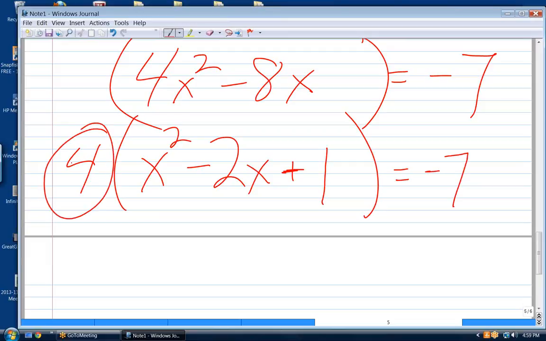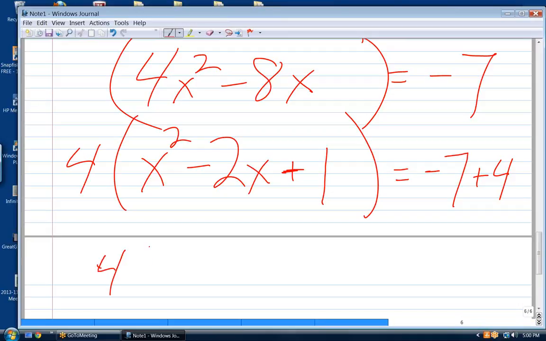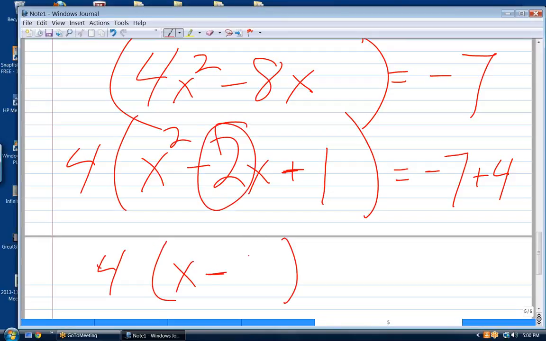I got this 4 out here that's multiplying this. So the moment I wrote a number in here, I actually added whatever that number is times 4 to the left side of the equation. So to counterbalance it, I got to add 4 to the right side of the equation. That's always the way completing the square works. Now I can write what's in the parentheses as an x minus h squared, and it's always x minus whatever half that was, in this case 1, quantity squared, equals minus 3.